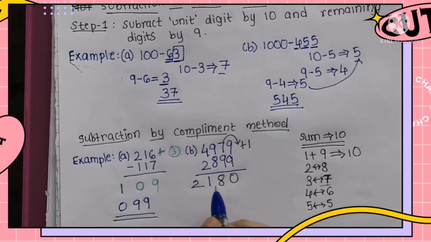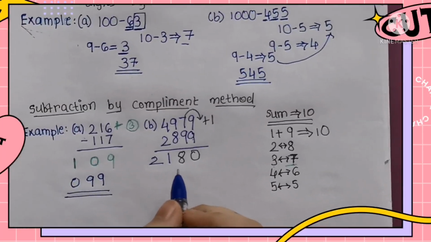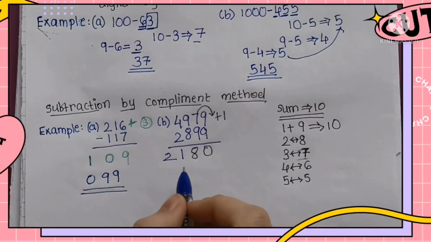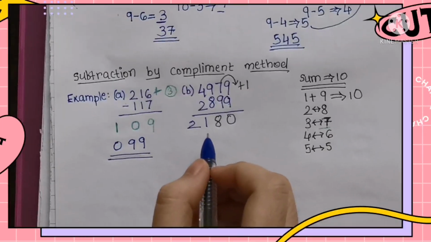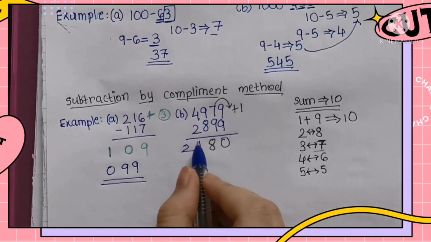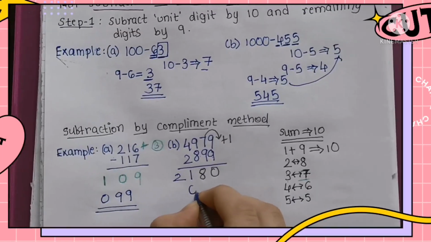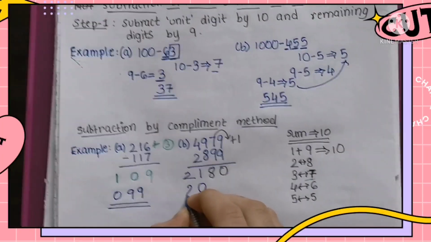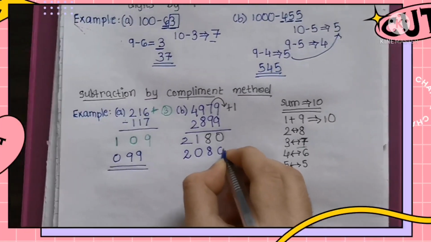This is not our actual answer. There is one more step remaining, as we did in example 1. In the tens place, we used the complement method, so we need to reduce the hundreds digit, that is 1. We reduce 1 and we get 0. So our answer is 2080.